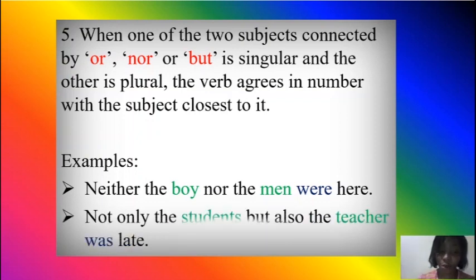Let's look at example 2. Example 2 says, not only the students, but also the teacher was late. Now, we have two subjects here. The first is students and the second is teacher. Students is a plural subject and teacher is a singular subject. As you can see, the verb was is singular, and that is because the subject closest to it is a singular subject. Teacher was late.